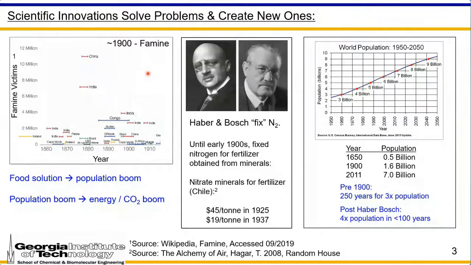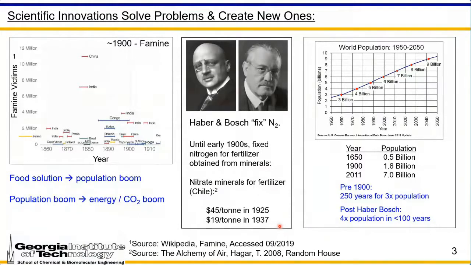And in the early 1900s, Haber and Bosch came along and developed their catalytic process that was able to fix nitrogen from the air. Until the early 1900s, fixed nitrogen for fertilizer was primarily obtained from minerals, in particular nitrate minerals mined from Chile. However, after Haber and Bosch were able to catalytically fix nitrogen from air, we saw that the cost of those nitrate minerals or fertilizer precursors dropped from above $40 per ton to below $20 per ton.